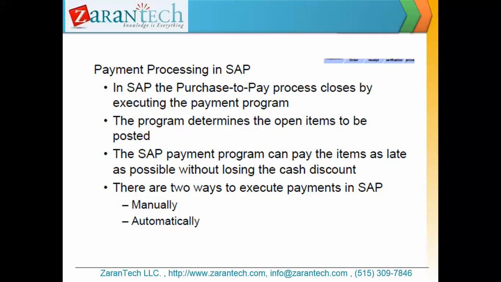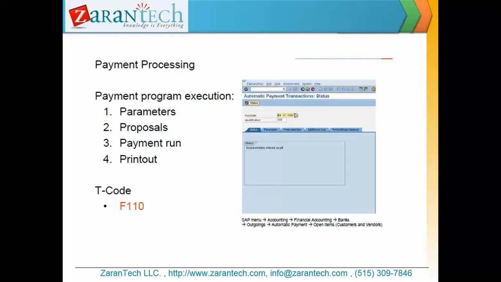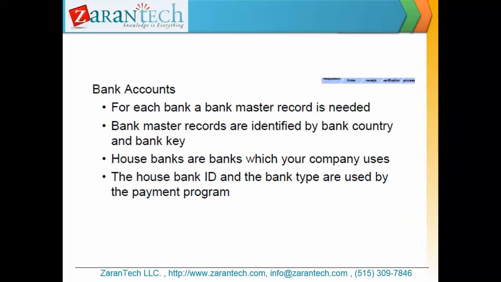Then finally coming to the payment processes. There are two types of payment process. You can pay manually, or you can do automatic payment. Manually, the transaction is F-53, and for automatic, the transaction is F110, called APP, the automatic payment program. We have to do a lot of configuration in this payment program, and then pay the vendor.